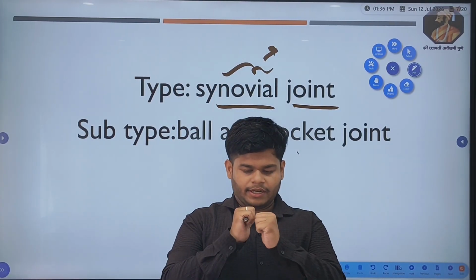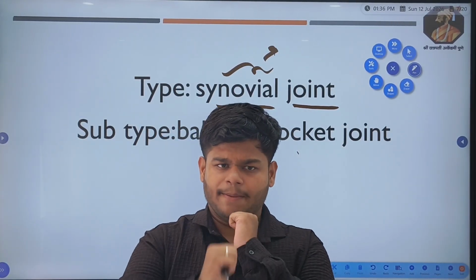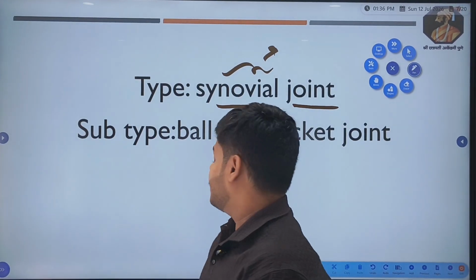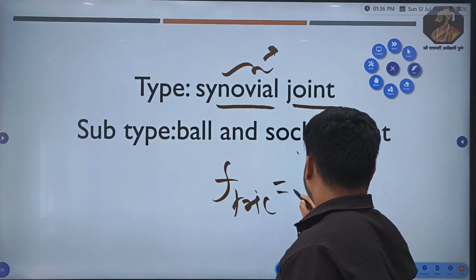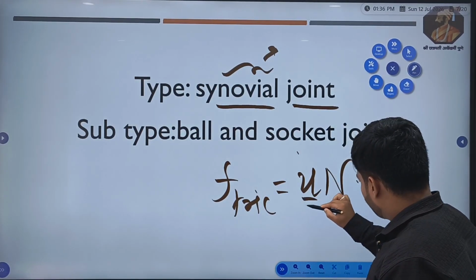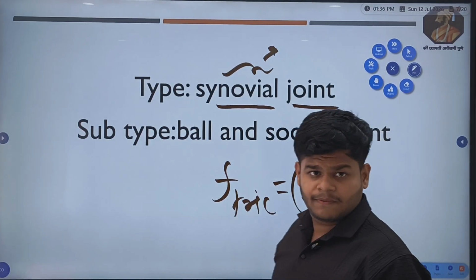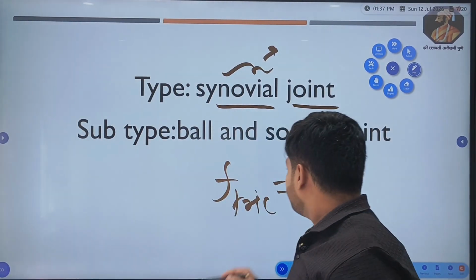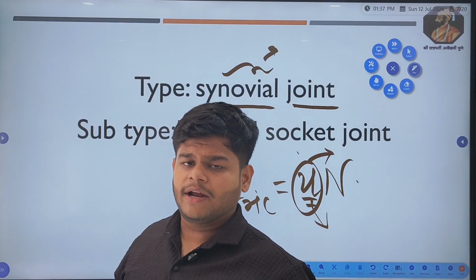Whenever we see a movement between two structures, there is a friction force between them, right? As we apply the physics of 11th standard, the friction formula is equal to mu into normal reaction, where mu is the coefficient of friction. Now this mu depends upon the substance. It is a substance property, right?